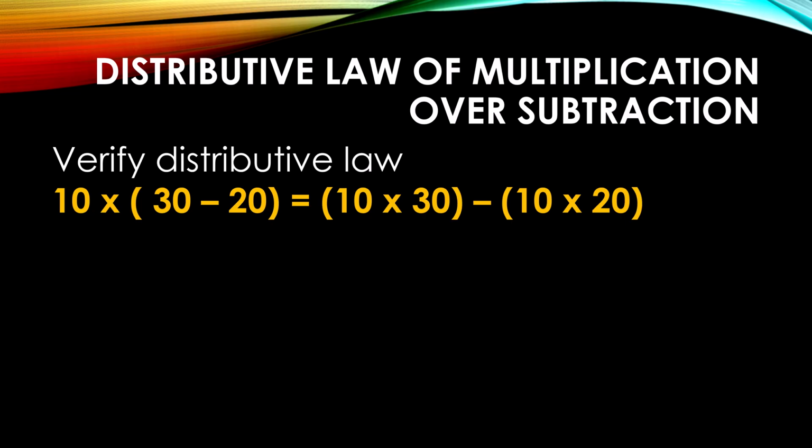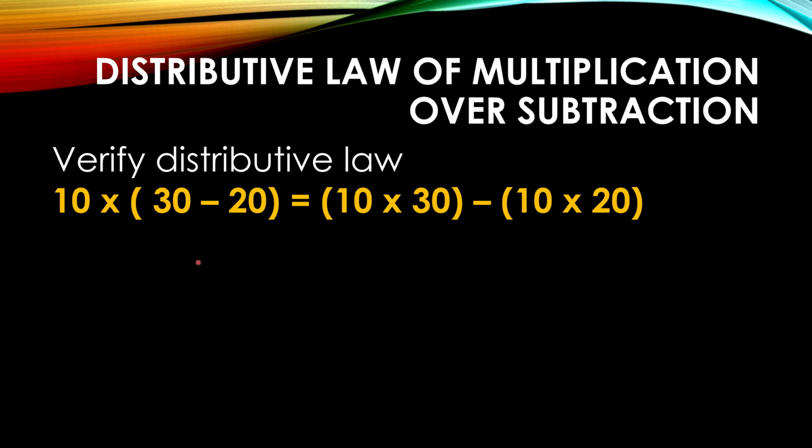The main difference is that in the last question we did the multiplication with addition. Now we will put the negative sign instead of the addition sign. As you can see here we have three numbers 10, 30 and 20. So it means 10 multiplied by the answer of the numbers inside the bracket is the same as 10 multiplied by 30 minus 10 multiplied by 20.